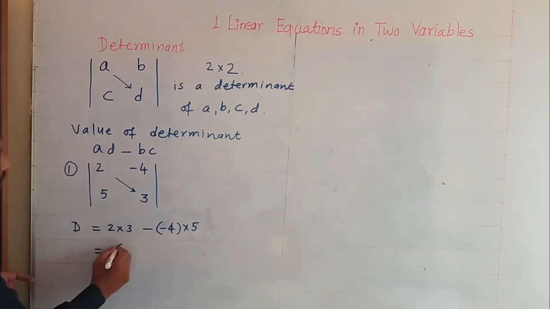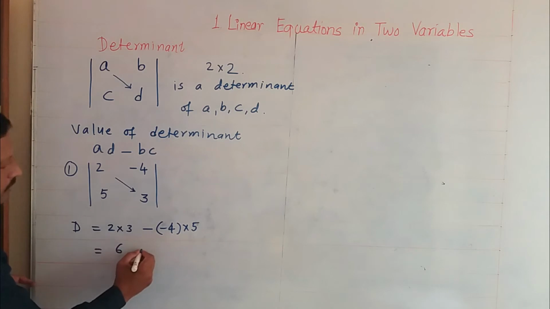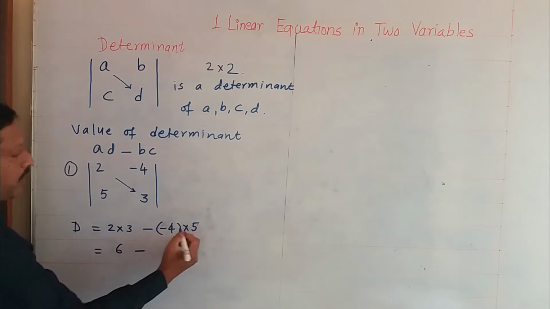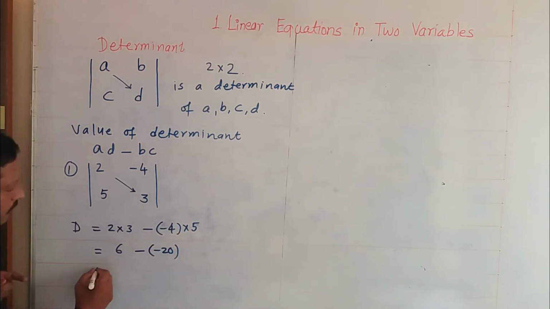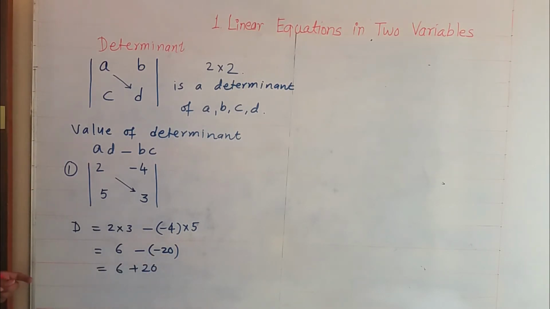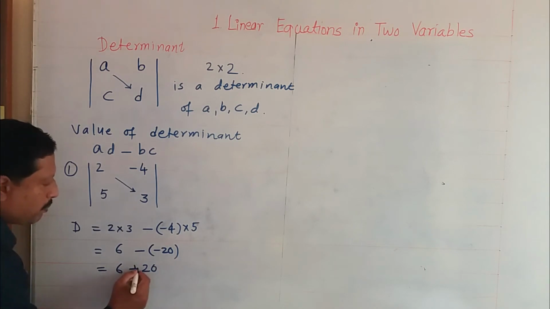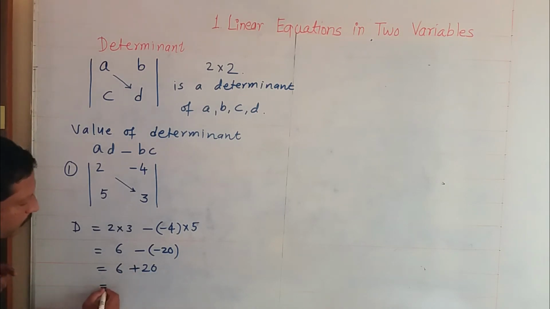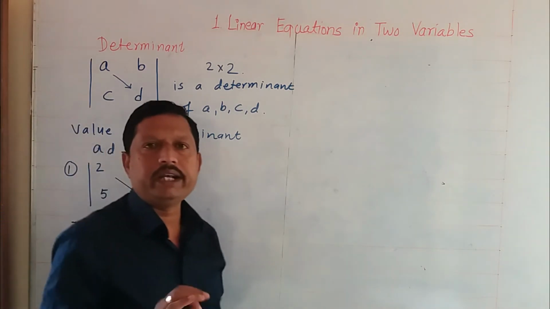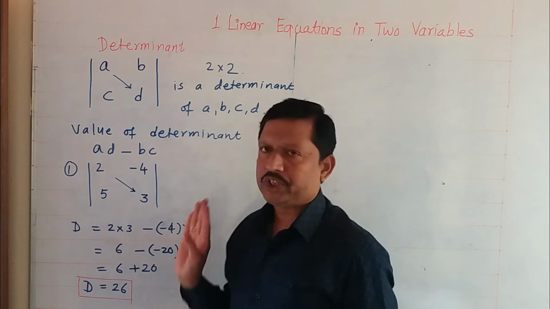Simplify this. 2 3s are 6. Minus 4 into 5 will be minus 20, and from the formula's minus sign, negative into negative becomes positive, so we get plus 20. 6 plus 20 is equal to 26. Hence 26 is the value of the determinant. In this way we can calculate the value of any determinant just by taking the cross multiplication.